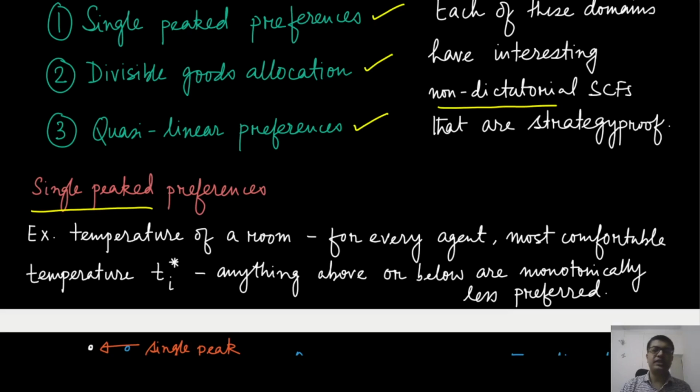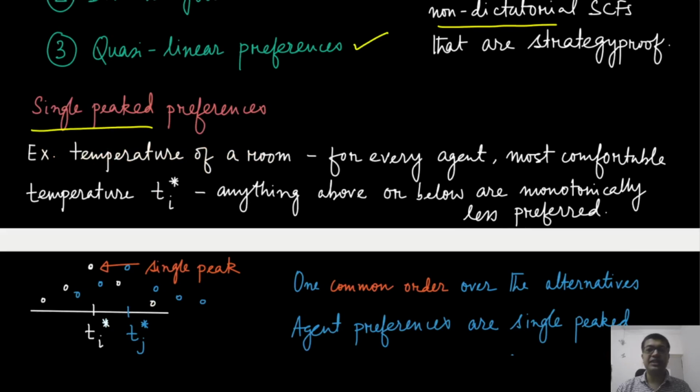Suppose you want to set the temperature of a room by asking every agent what is their most favorite temperature, and the most comfortable temperature is something like a single peak. So you can imagine that all the temperatures can be ordered with respect to a linear order. So maybe 22, 23, 24 and so on. The order of the temperatures is the same, so 24 is greater than 23 for all the agents. So that is one common ordering that we have.